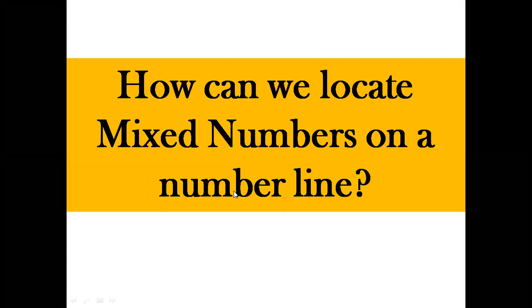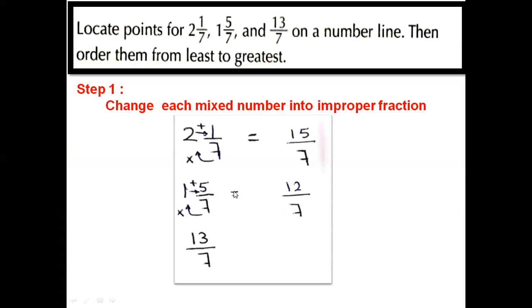Now we're going to discuss how we can locate mixed numbers on a number line. Now we know mixed numbers are more than 1. It's like this here. We need to locate 2 whole and 1 over 7, 1 whole and 5 over 7, and 13 over 7 on a number line. And we need to order them from least to greatest. First of all, we need to change the mixed numbers into improper fractions.